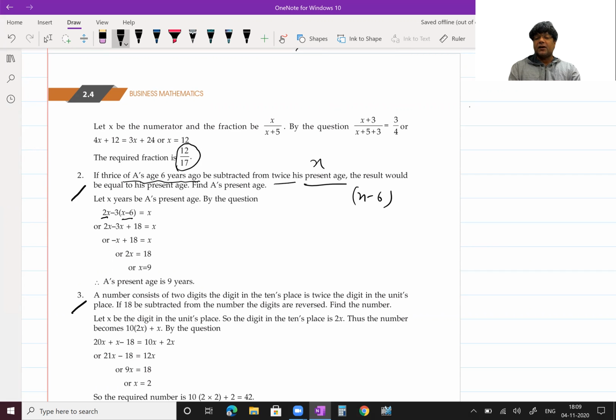His age 6 years ago will be x minus 6, and thrice of this is 3 into x minus 6. So if this is subtracted from 2x, that is the left hand side. The question is saying this is equal to the present age. Present is x. So this is equal to x. They have solved it. The answer is 9.